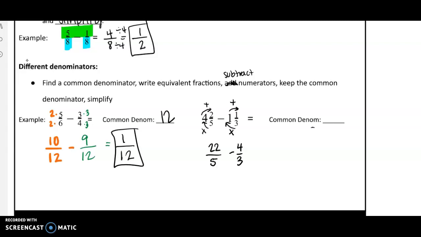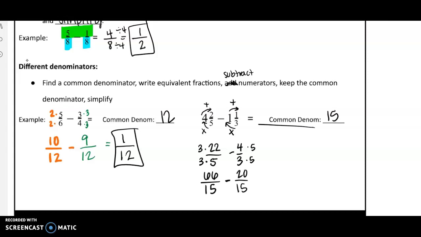And now we need to find a common denominator. So 3 times 5 is 15, so that'll give us a common denominator of 15. If I multiply by 3 on bottom, I have to multiply by 3 on top. And that gives me 66 over 15. Multiply by 5 on this side. So we have 3 times 5 is 15 for my denominator. 4 times 5 is 20.